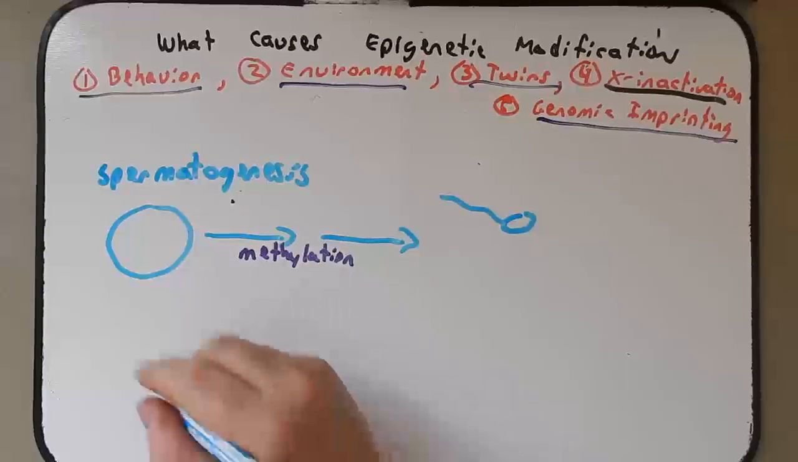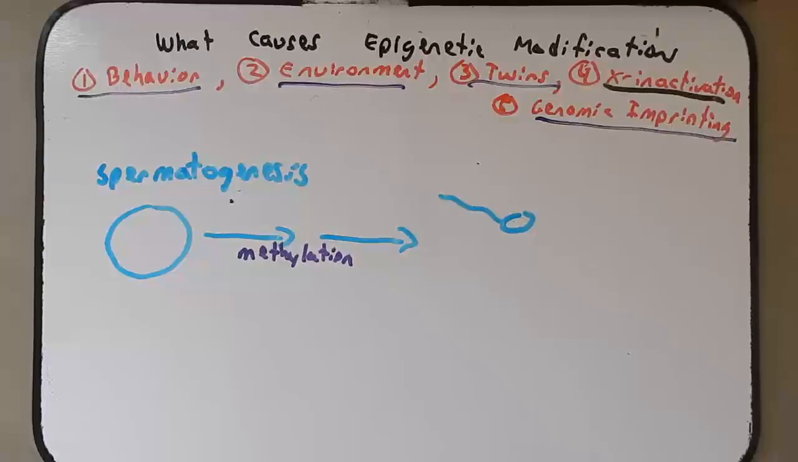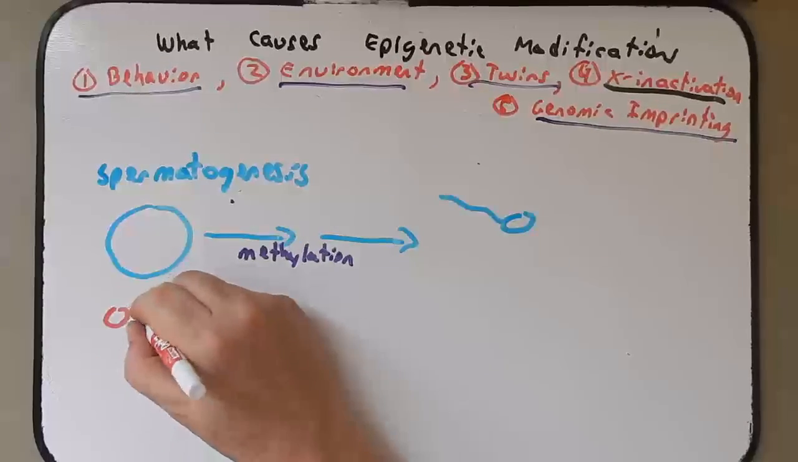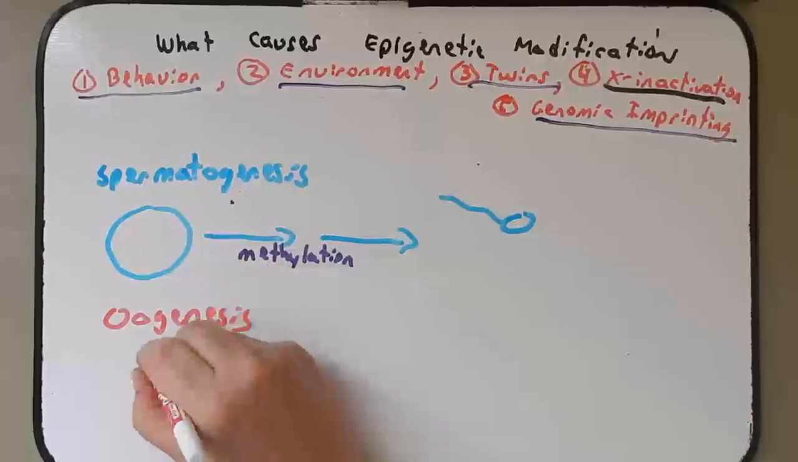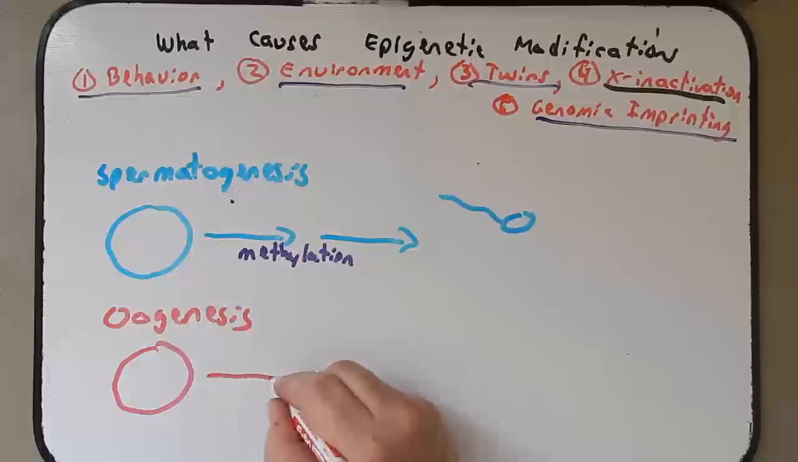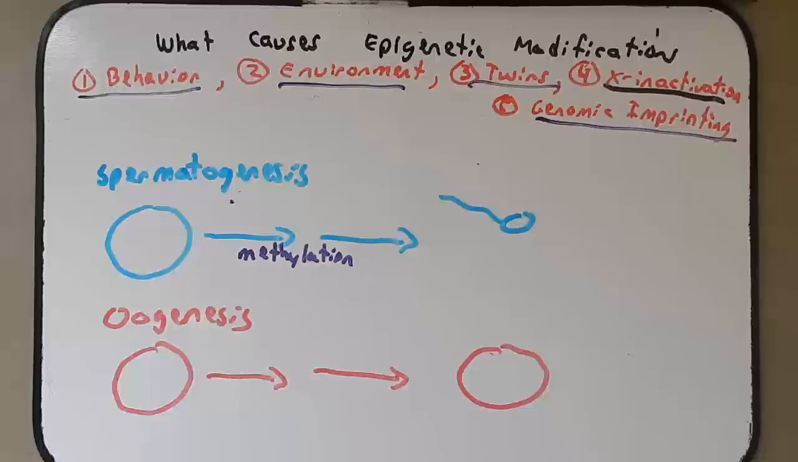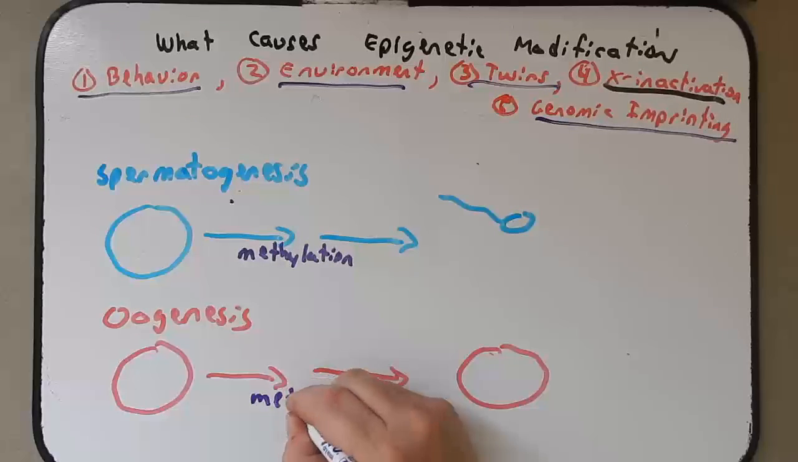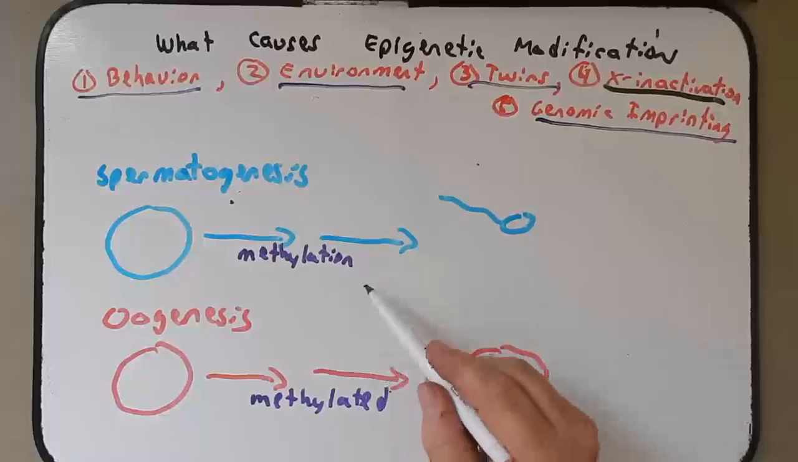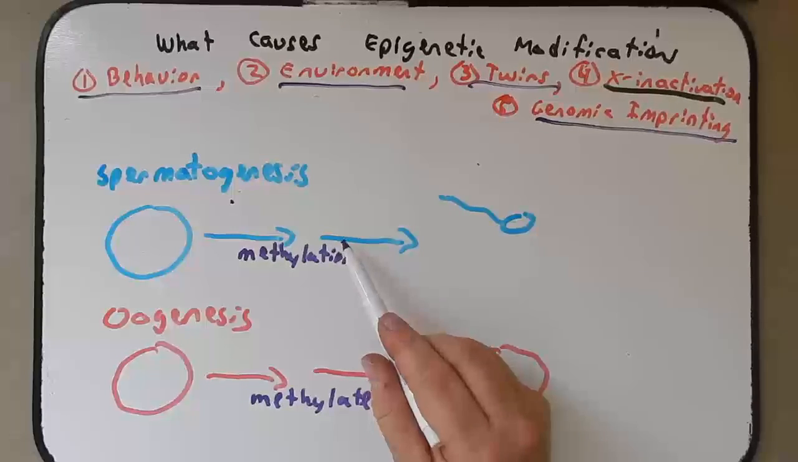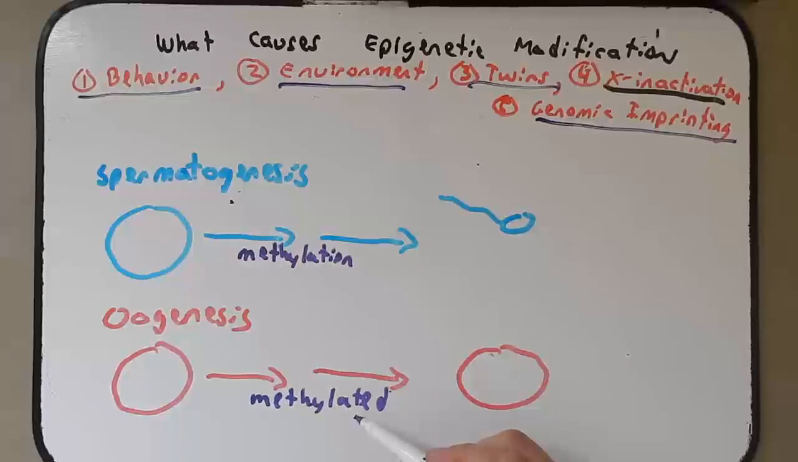Just some genes. And likewise, during oogenesis, the process of making oocytes or eggs, again, you start off with a precursor. Through several steps, you end up making an oocyte. And just like with the production of sperm, different genes are methylated. Often, the genes that are methylated during spermatogenesis are not methylated during oogenesis, and vice versa. Not always, but often that is the case.